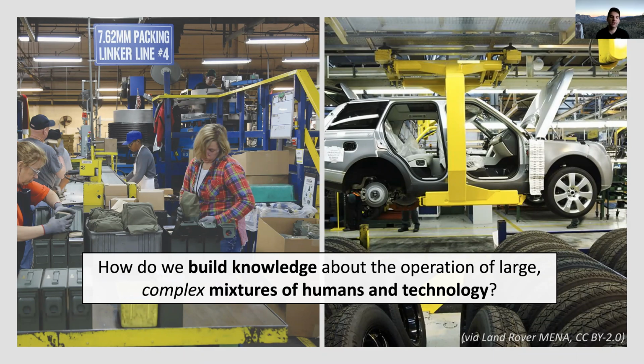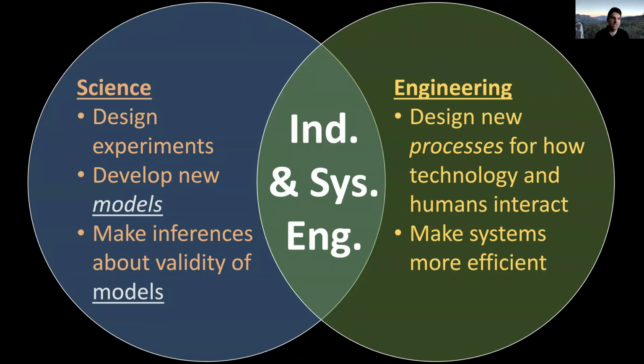We are using the data ourselves. Industrial and systems engineers are at the intersection of science and engineering. You, as industrial and systems engineers, are going to design experiments, develop models, make inferences about the validity of models, all of the things that pure scientists are doing. You also are going to be designing new processes for how technology and humans interact. And you're going to be making systems more efficient. That is all that engineers are doing. And you have to do them both together.